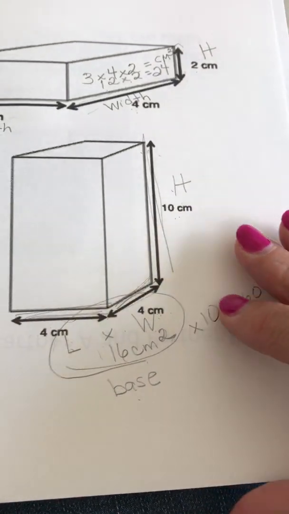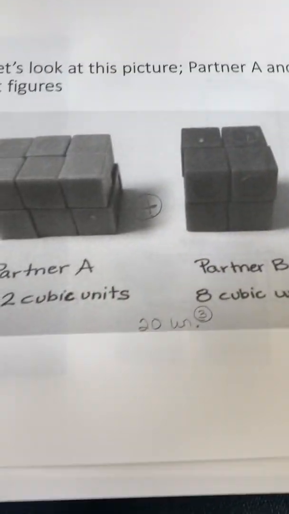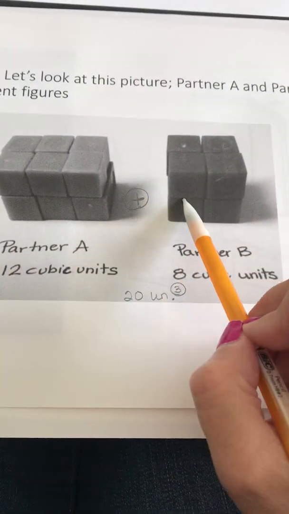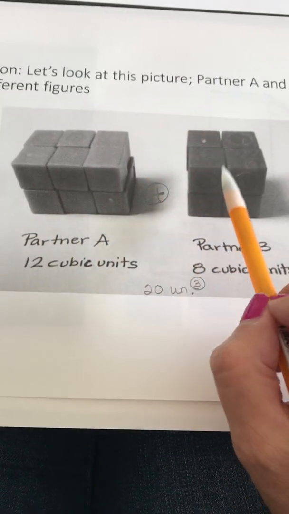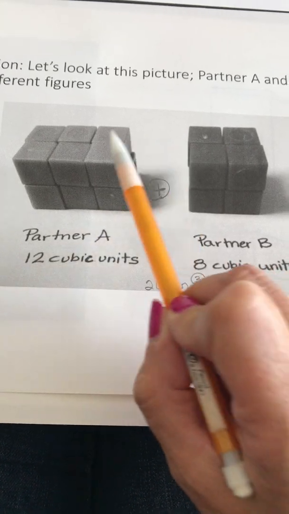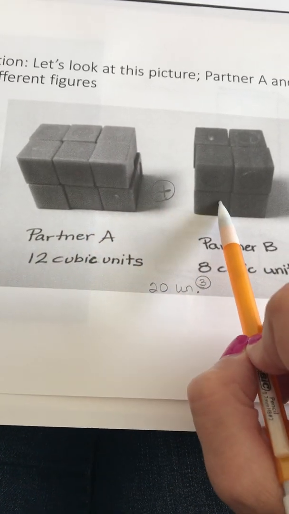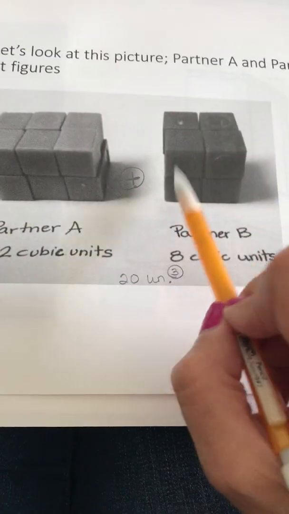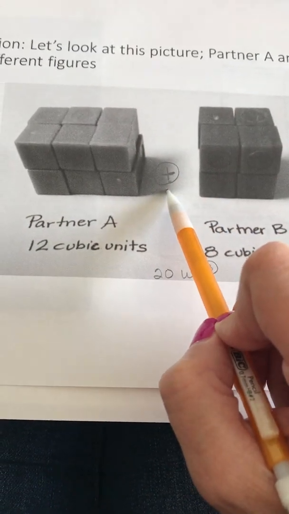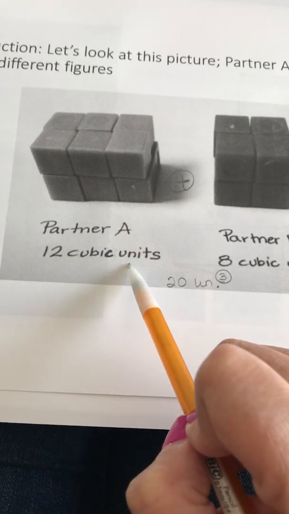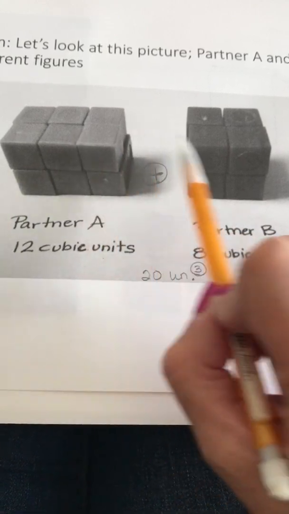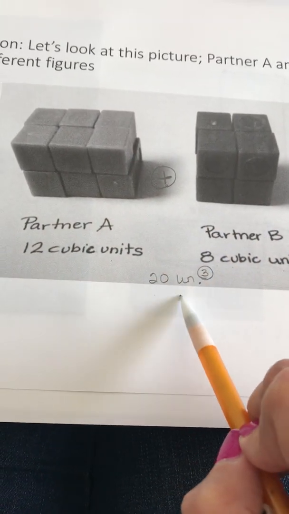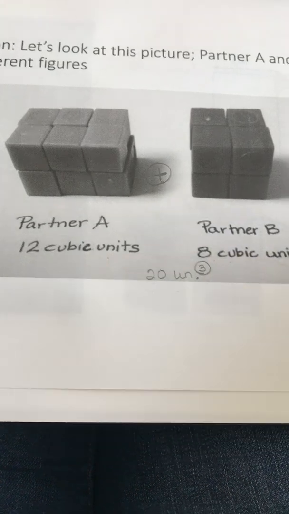And we'll do that again. Okay. So let's look at this picture. Partner A and partner B. Today, this is what we are going to do. We're going to take one figure and another figure, and we're going to add them together. We're going to add the volumes of them. We're going to find the volume for A, the volume for B, and add them together. So partner A got 12 cubic units. Partner B got 8 cubic units. If I put these two shapes together, it would be 20 units cubed, or 20 cubic units.